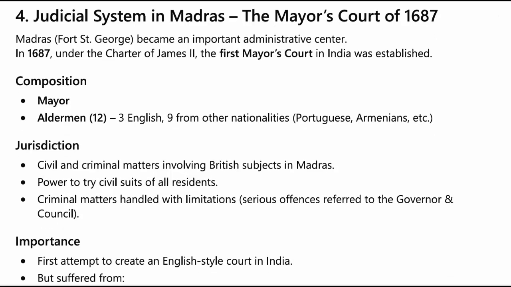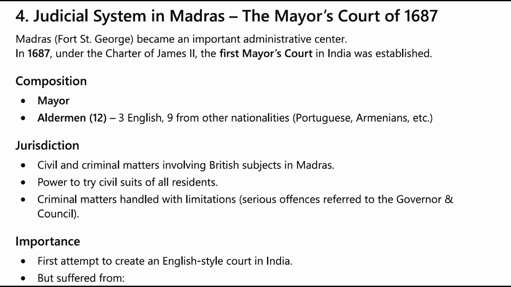Let us look at the judicial system in Madras. Madras became an important administrative center. Although the first Mayor Court was established in 1726, there was a previous Mayor's Court of 1687 under the Charter of James II. Although this is not relevant for our exam point of view, earlier in this Mayor's Court, there was one mayor and 12 aldermen. Of these 12 aldermen, 3 were English, 9 from other nationalities like Portuguese, Armenians, etc.